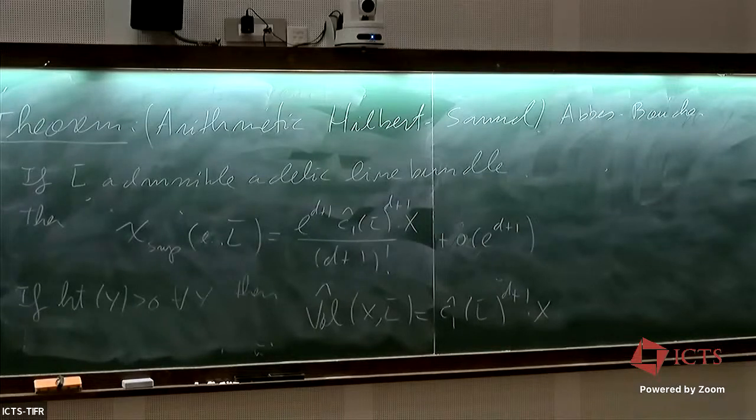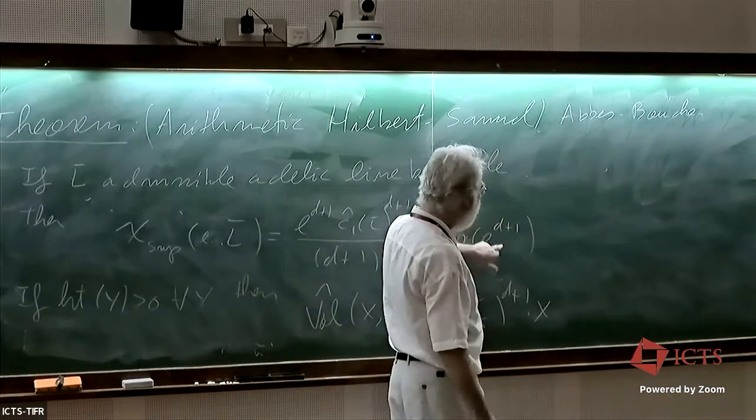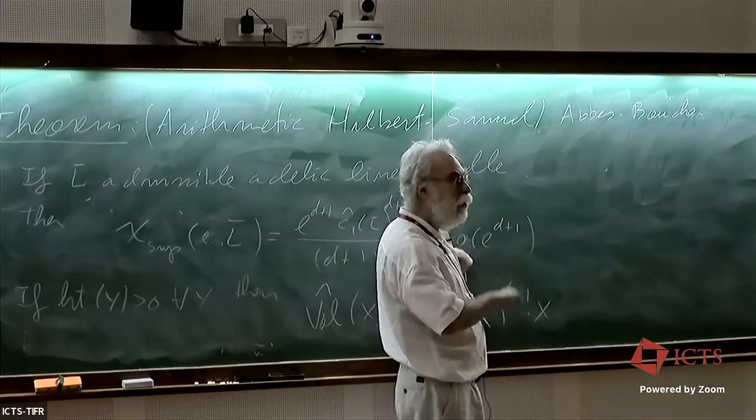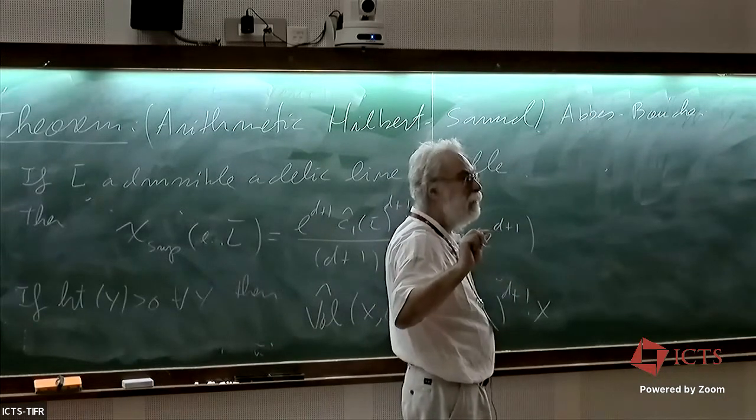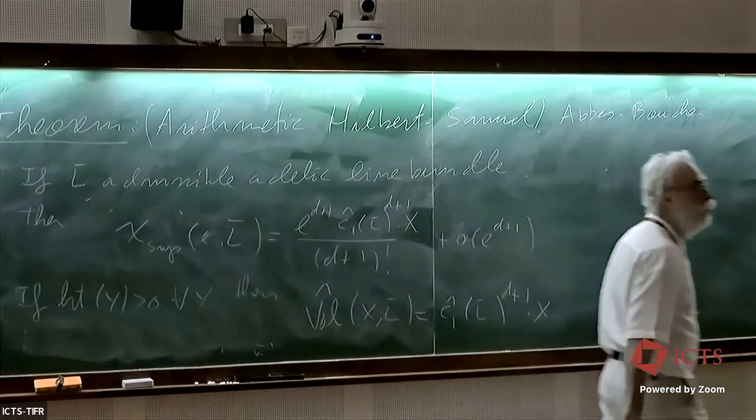No, so the point is that I have written just this small o because the next term will be of the form log of L times L to the D. So it's not a polynomial. There is a log error term.